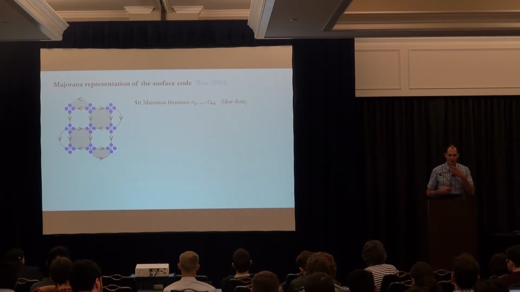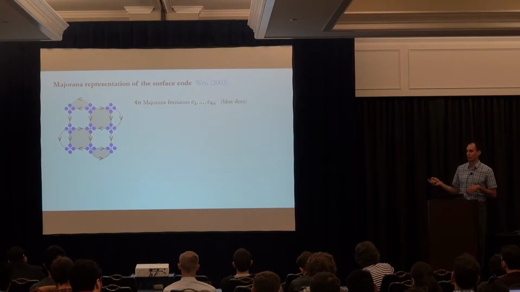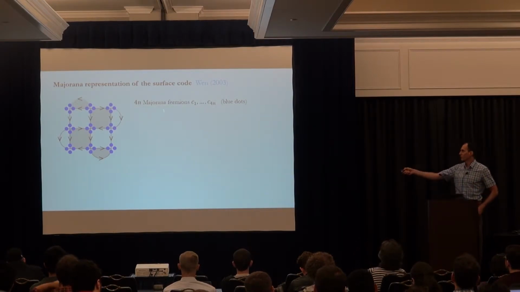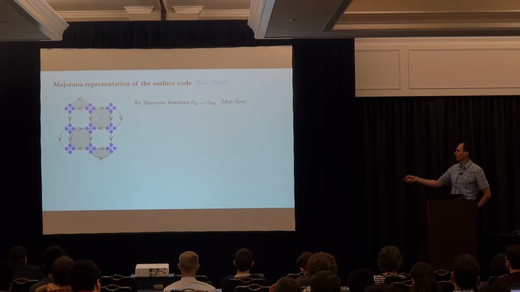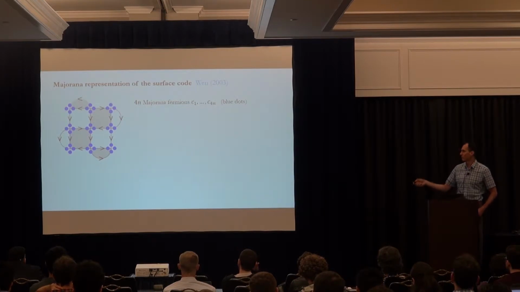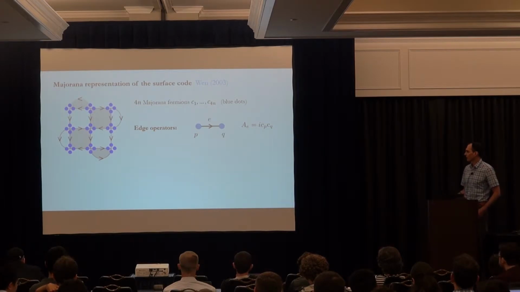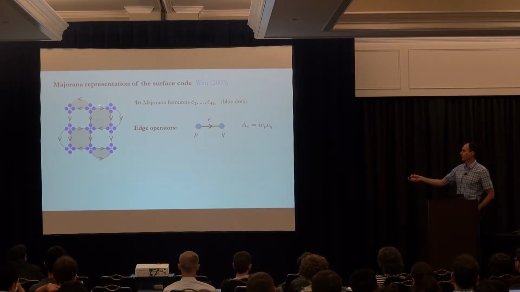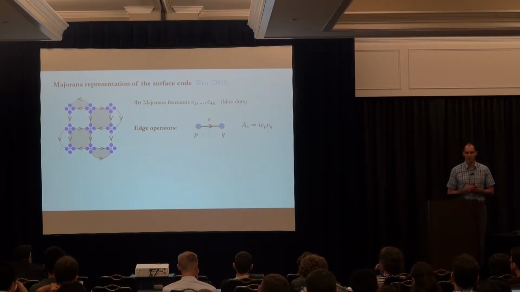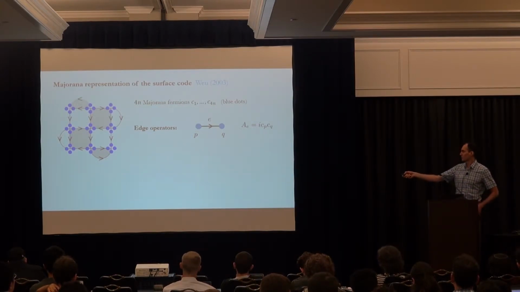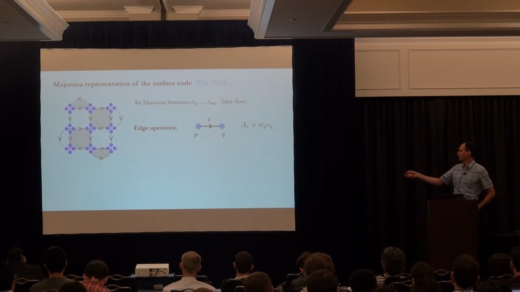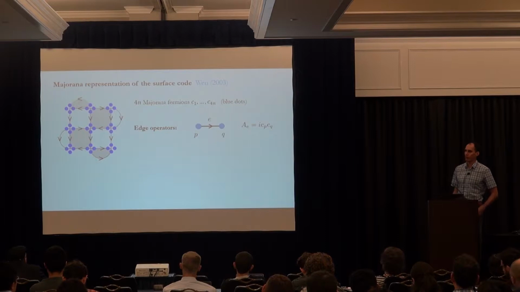So now let me move on to this Majorana description of the surface code, and I will only show you pictures for distance 3. We start from this surface code, and then we replace each vertex of the lattice by 4 Majorana operators that are shown by these blue dots. So now we have 4n Majorana fermions. I am going to choose a particular orientation on every edge of the lattice. Using this orientation, I can define these edge operators, which are just 2-mode Majorana operators.